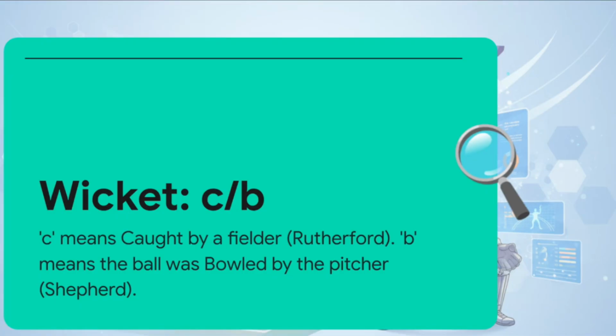All right, so here is the secret decoder ring. That little B stands for the bowler, Romario Shepherd. He's the guy who threw the ball. The C stands for caught by, and that's the fielder, Sherfane Rutherford. So to put it all together, Phil Salt hit the ball that Shepherd bowled, and Rutherford caught it before it touched the ground. Salt's turn to bat is over. Simple as that.